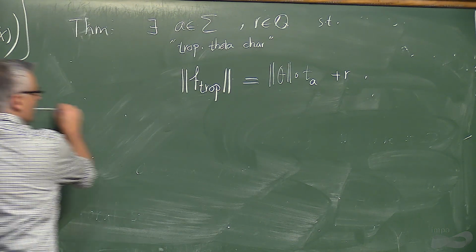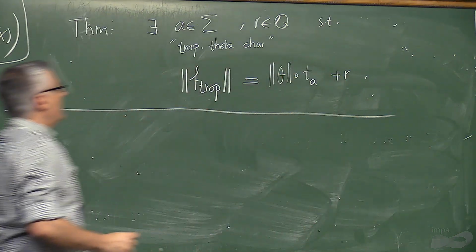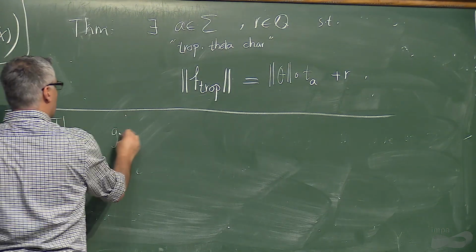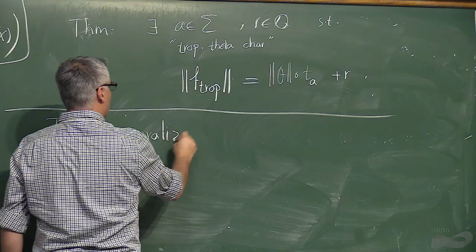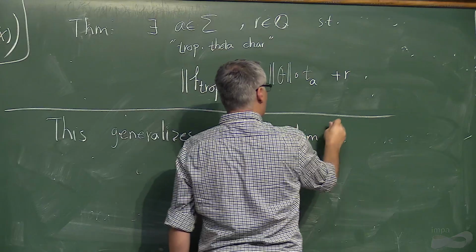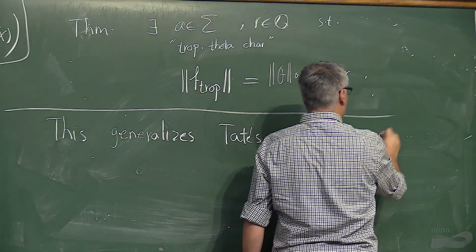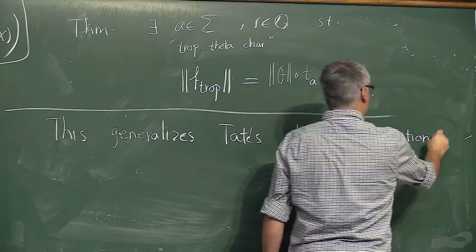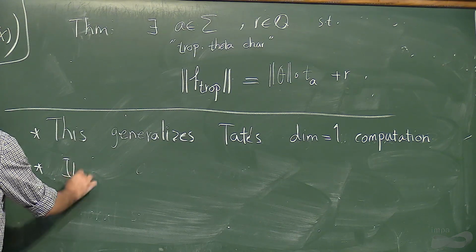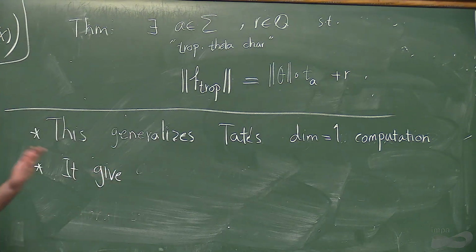So I want to end this example and do a little bit more fancy heights for the remainder of the time, but let me just say this generalizes Tate's dimension 1 computation. And also, not only does it do that, it gives conceptual meanings of some normalizations that he had done, which was not clear what to do in higher dimensions. So just without too much detail, by normalization, I mean you have to fix constants. These things are all only well defined up to a constant.